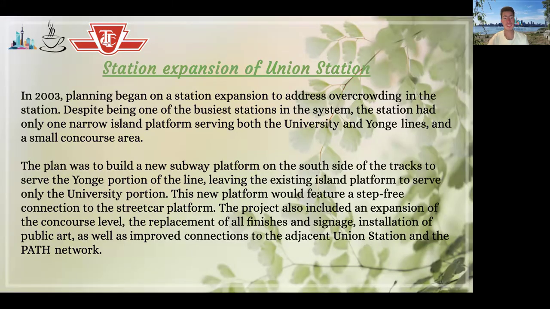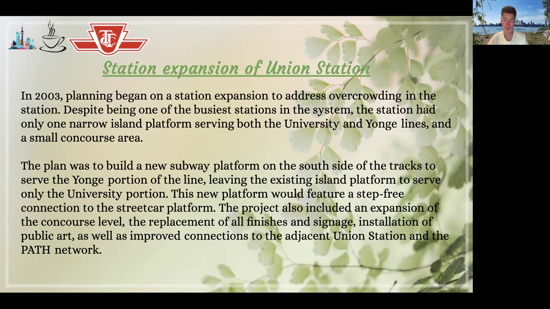In 2003, planning began on a station expansion to address overcrowding, despite it being one of the busiest stations in the system. The station had only one narrow island platform serving both the University and Yonge lines, and a small concourse area. The plan was to build a new separate platform on the south side of the tracks to serve the Yonge portion of the line, leaving the existing island platform to serve only the University portion. The new platform would feature a step-free connection to the streetcar platform.